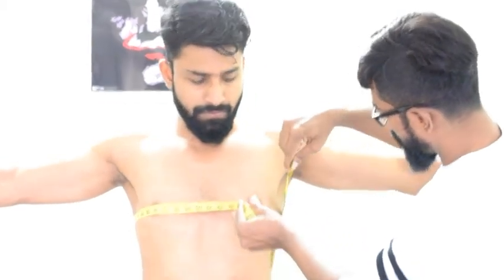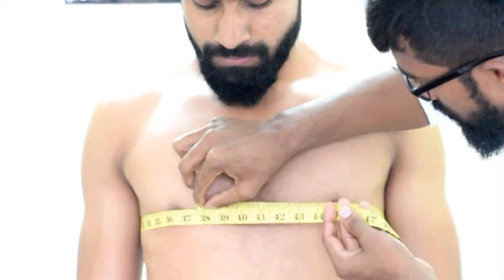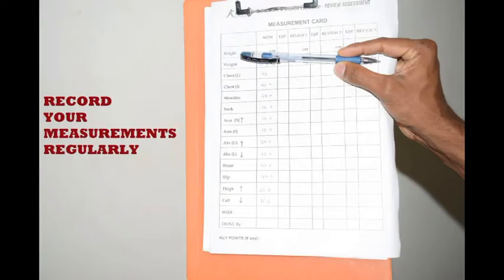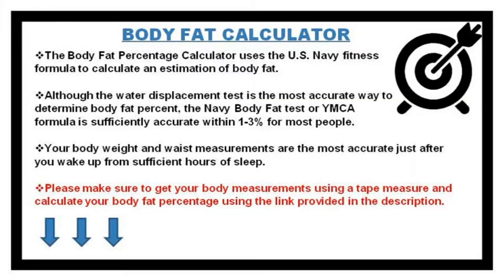A few tips for measuring. Use a flexible measuring tape such as plastic or cloth. When taking measurements, stand tall with your muscles relaxed and feet together. Apply constant pressure to the tape so it doesn't sag. And measure under the same conditions each time, such as taking measurements with the same person and at the same time.